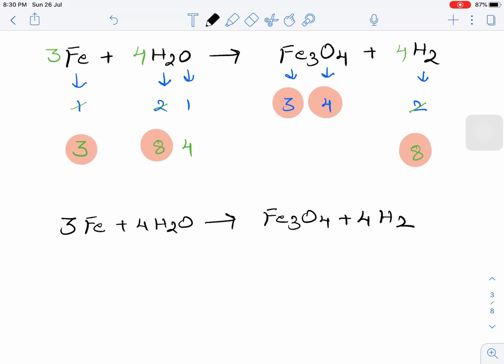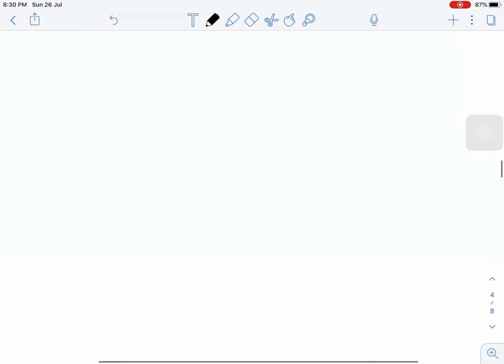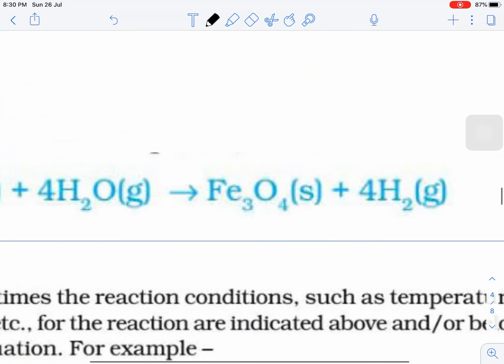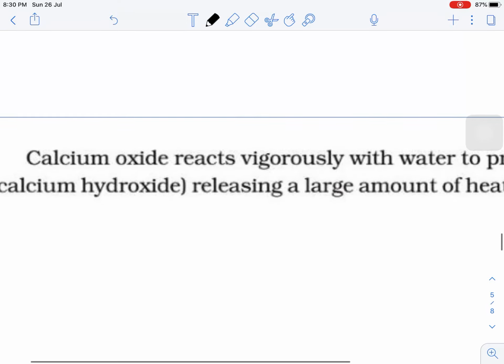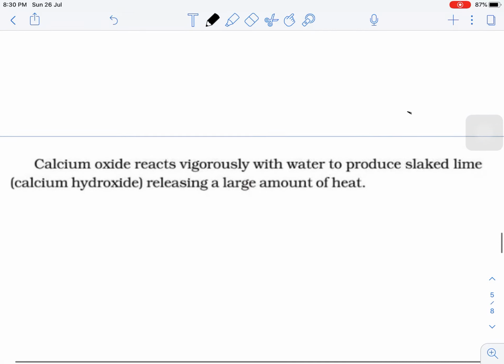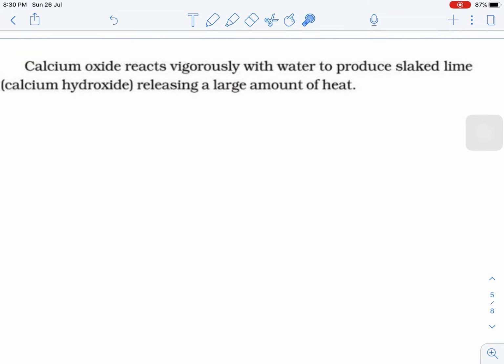Now let us consider one more example. Let us see what happens when calcium oxide reacts vigorously with water to produce slaked lime, that is calcium hydroxide, releasing a large amount of heat. If you know the formulas of these substances, then it will be easy for us to balance the chemical reactions.